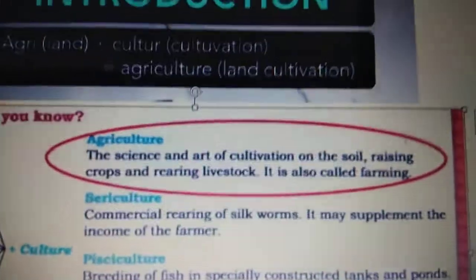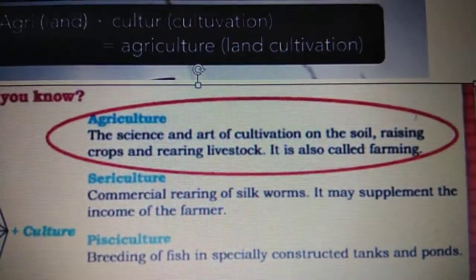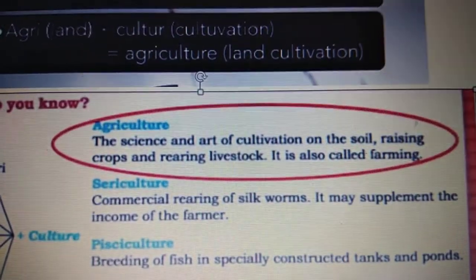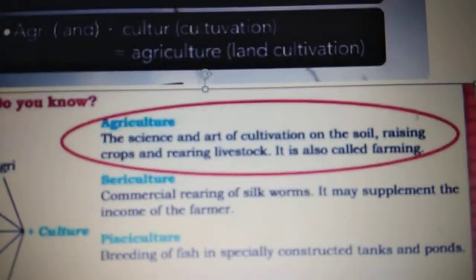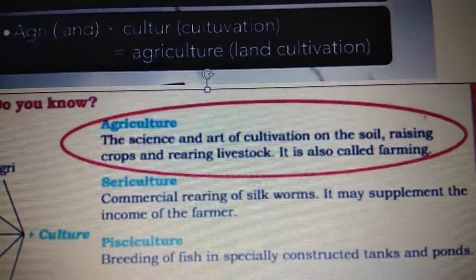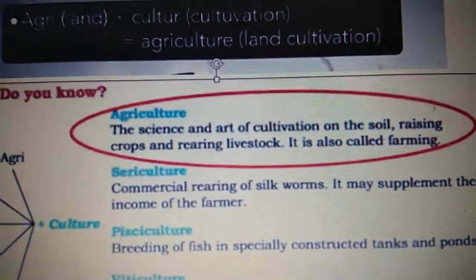Now, the definition of agriculture is the science and art of cultivation on the soil, raising crops and rearing livestock. And agriculture is also called farming. So it is both a science and art. How is it a science?